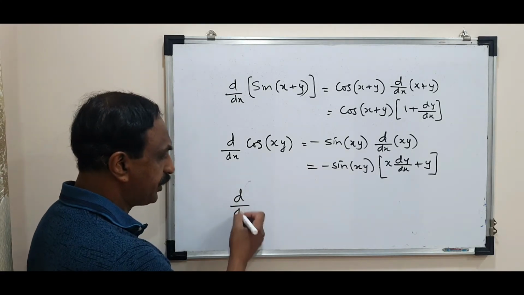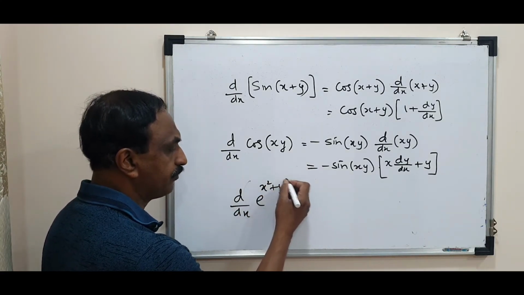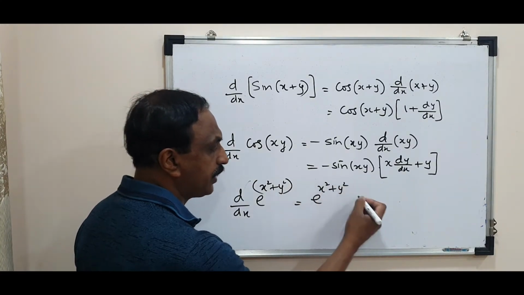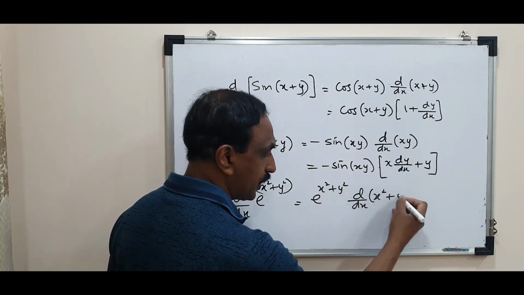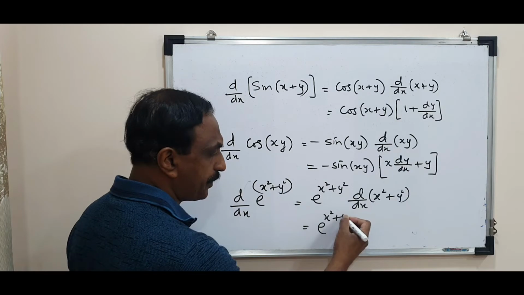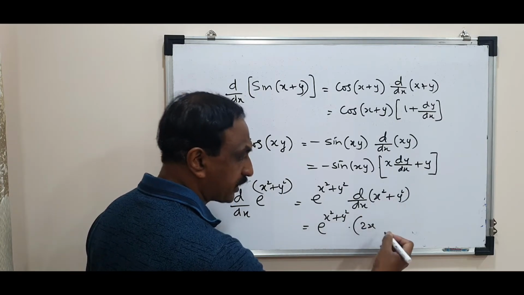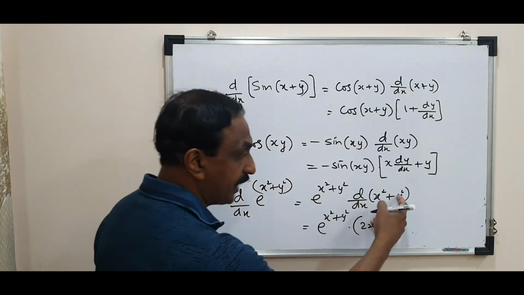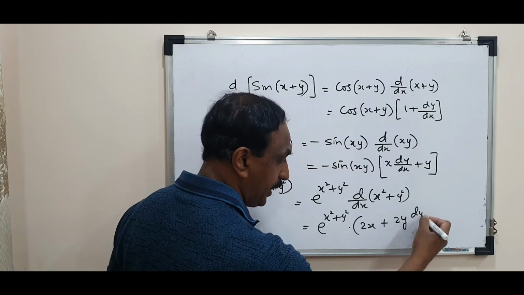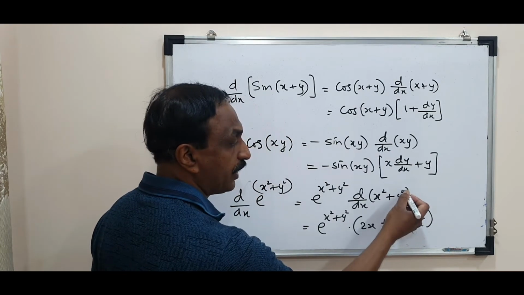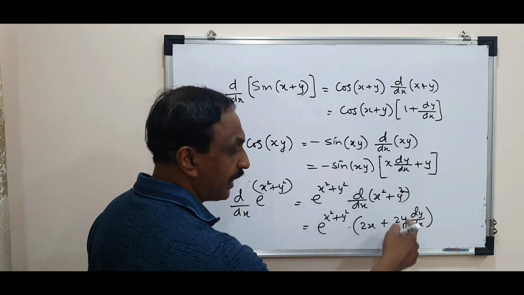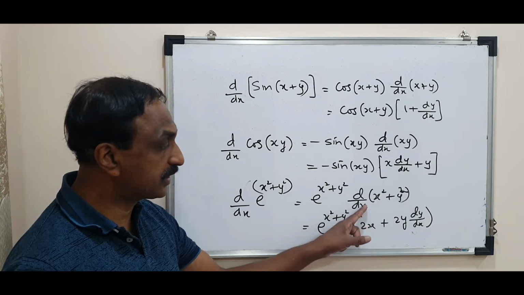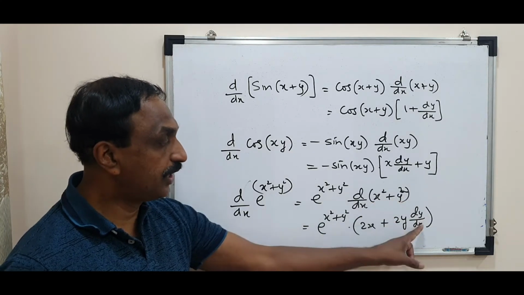Same way, the derivative of, let's say, e raised to x square plus y square. What is your answer? E raised to x square plus y square into the derivative of the power, x square plus y square. What will be my answer? E raised to x square plus y square, derivative of x square is 2x. Derivative of y square: this is another mistake students make. Y square derivative is not 2y, it is 2y into derivative of y. Y raised to n: n into y raised to n minus 1 into derivative of the base. When it is x square, only 2x because they both are the same. Here they both are different, so dy by dx will come.